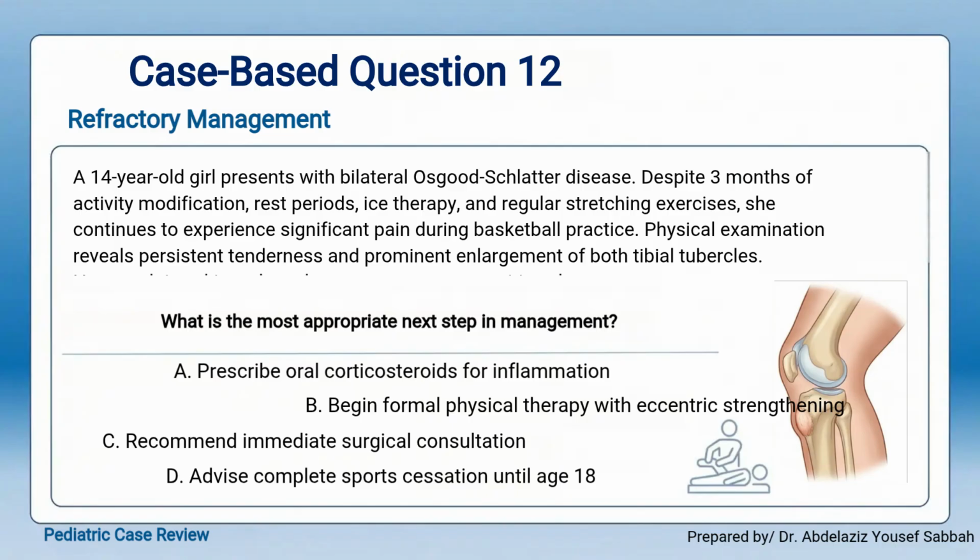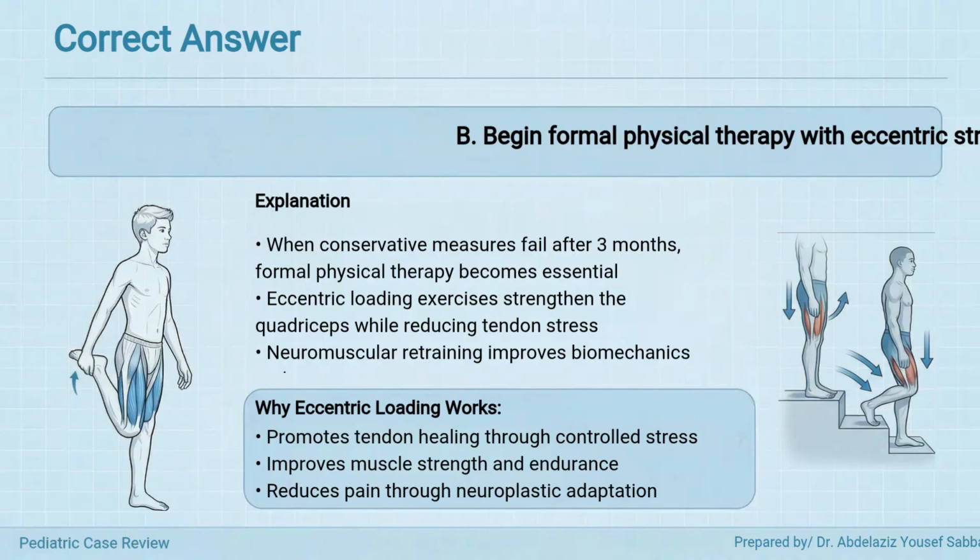Option A. Prescribe oral corticosteroids for inflammation. Option B. Begin formal physical therapy with eccentric strengthening. Option C. Recommend immediate surgical consultation. Option D. Advise complete sports cessation until age 18. The correct answer is Option B. Begin formal physical therapy with eccentric strengthening.